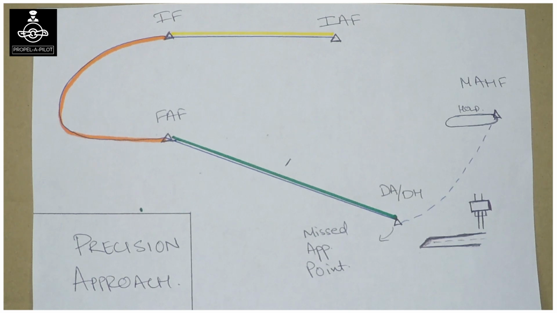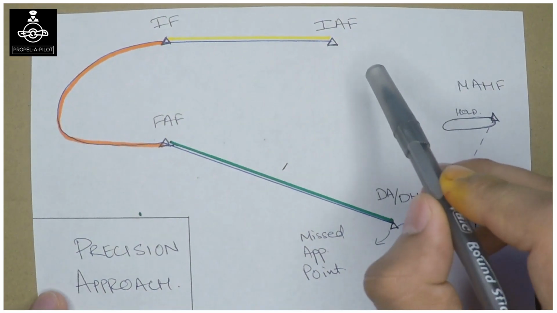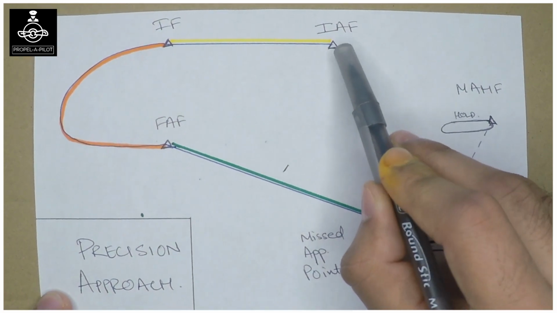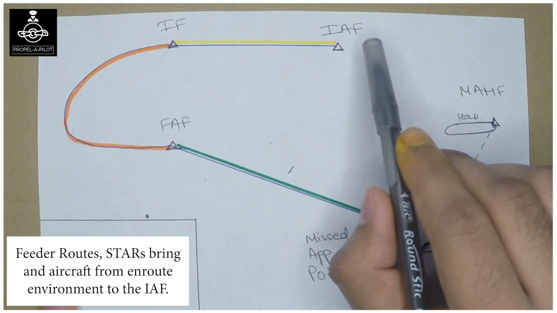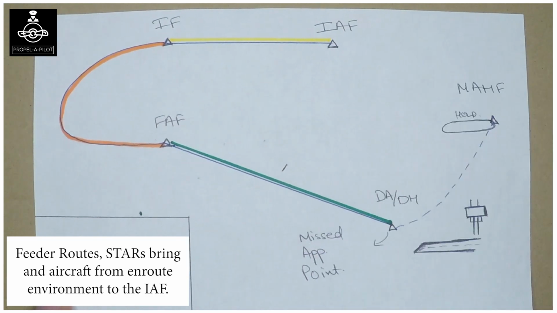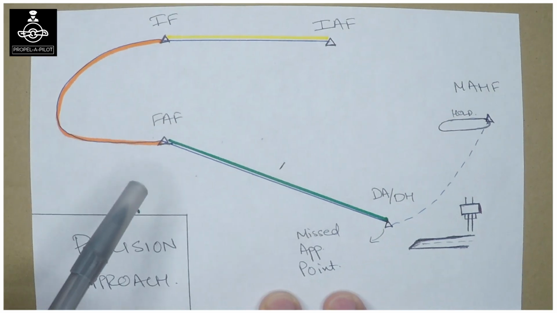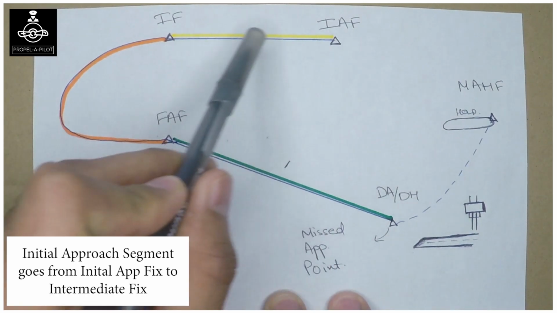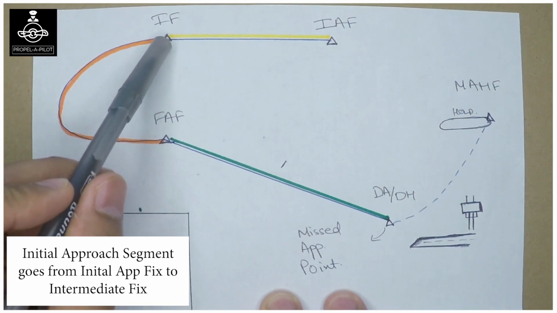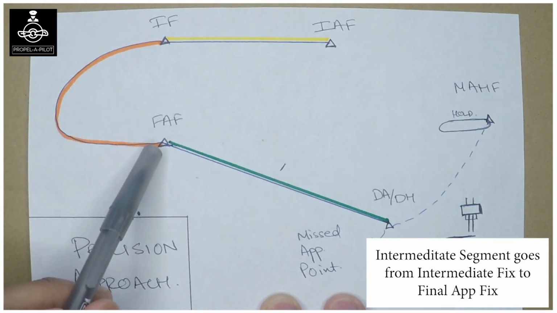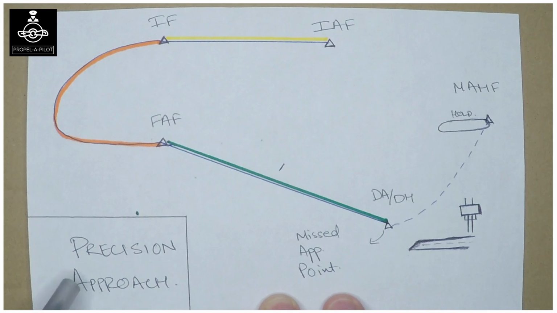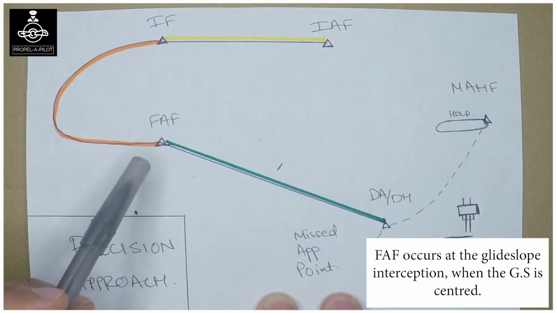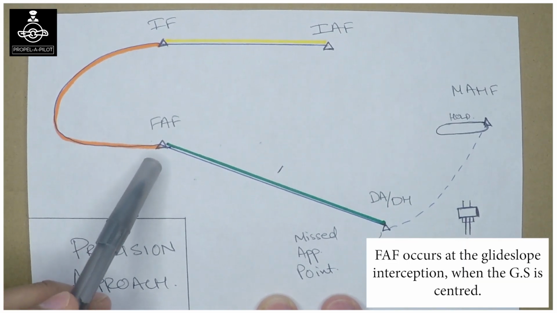Let's take a look. We already know that to bring an aircraft to the initial approach, you have something called a feeder route or a stack. After that, you have the initial approach segment. Then you have the intermediate fix, intermediate segment, final approach fix. For a precision approach, final approach fix occurs at the intersection of a glide slope.